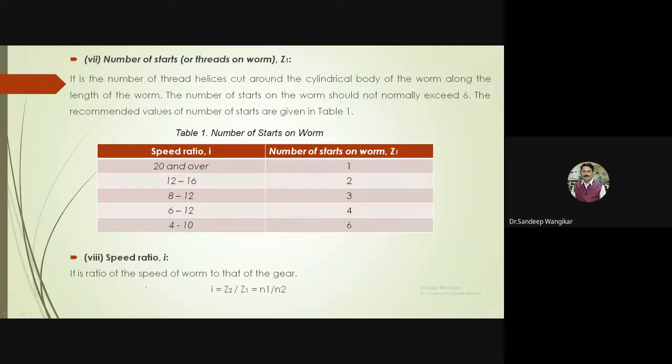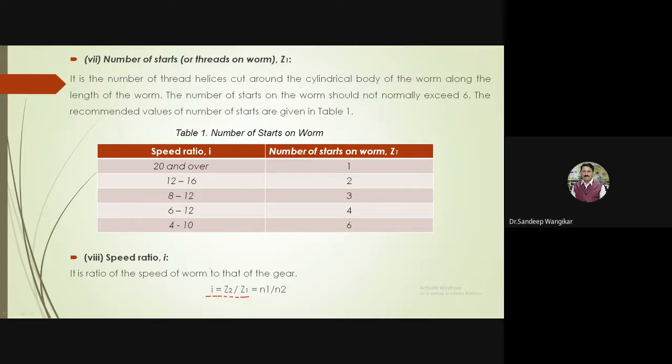See here, depending upon the speed ratio, the values are given. Let me tell you first what is the speed ratio. The speed ratio I is equal to Z2 by Z1. Z2 stands for the number of teeth on worm wheel, Z1 is for the worm, and this is also N1 by N2. Z1 is the number of starts, it is not number of teeth. So keep in mind the terminology for this particular gear. Z1 number of starts, Z2 number of teeth on the worm wheel.